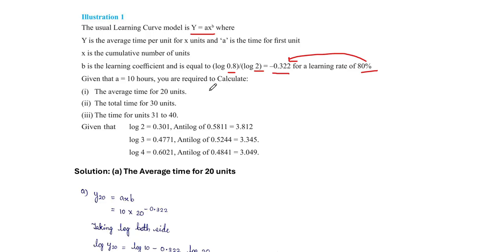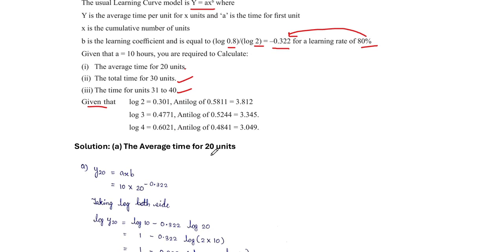You are required to calculate the average time for 20 units, the total time for 30 units, the time for units 31 to 40, and also given are the value of log 2, antilog of 0.5811, log 3 and antilog of 0.5244, log 4 and antilog of 0.4841. So let's start the solution step by step.